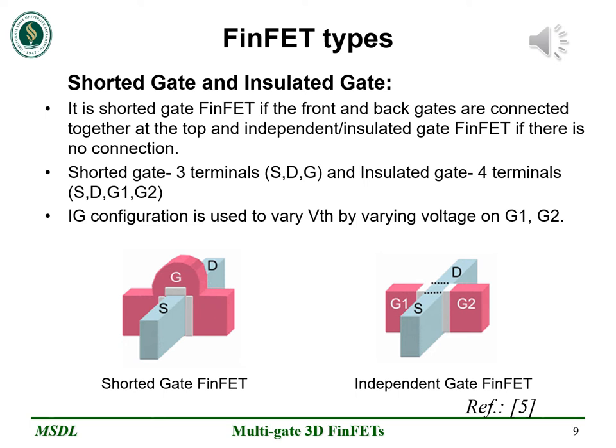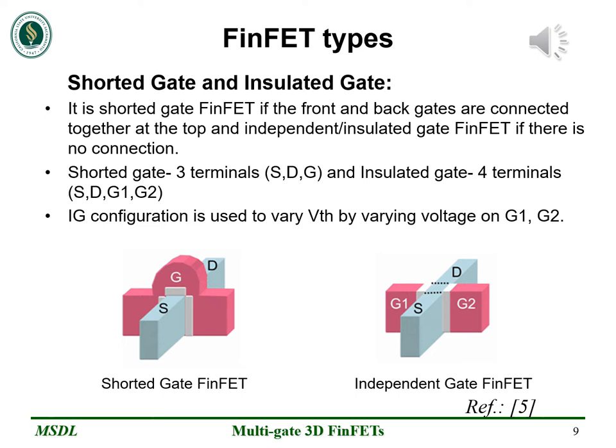As we know, there are three sides in which the gate can be present. Two common sides of the gate are the front gate and the back gate. If these two are shorted together with the top gate, the entire three sides form a single gate terminal, as shown on the left side. On the other hand, if we keep them separate, that is independent from each other, like on the right side, then we have two independent terminals which we can put at different voltages. So the shorted gate configuration has three terminals, that is source, drain and gate, whereas in the independent gate configuration we have two gate terminals and a source and a drain, that is a total of four terminals.